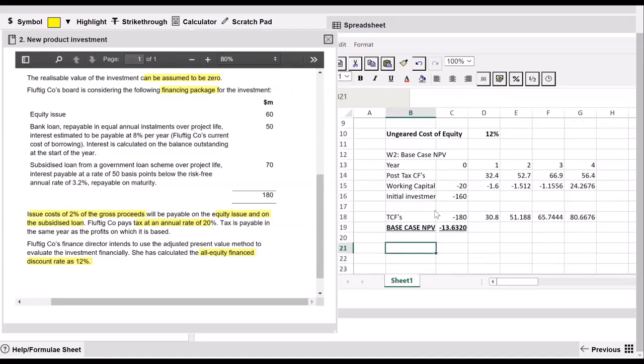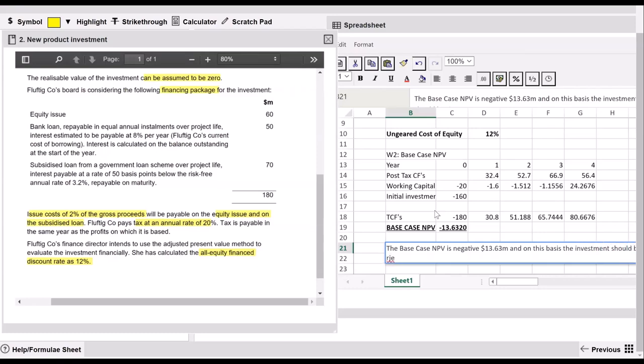So the most important thing in order to fetch the marks is writing the comment. The base case NPV is negative $13.63 million. And on this basis, the investment should be rejected. But do we reject on that? No, no, no. We go further ahead to assess the further things.